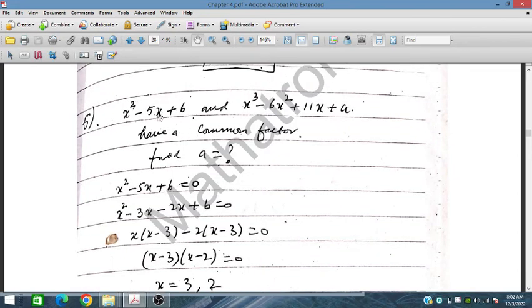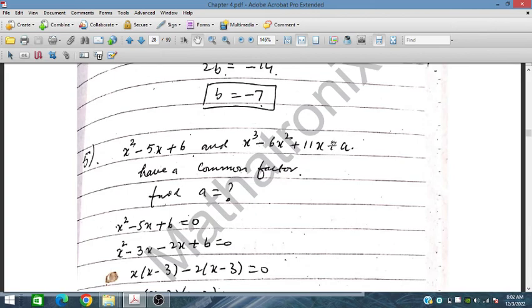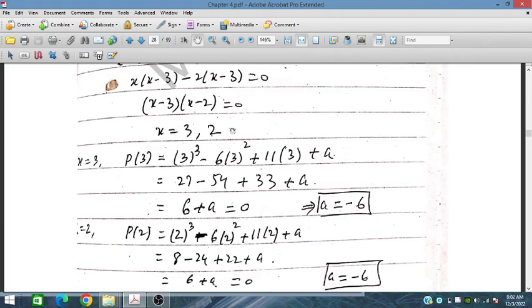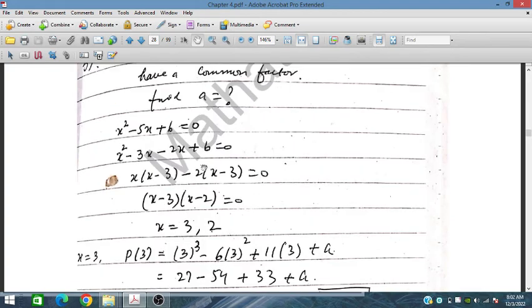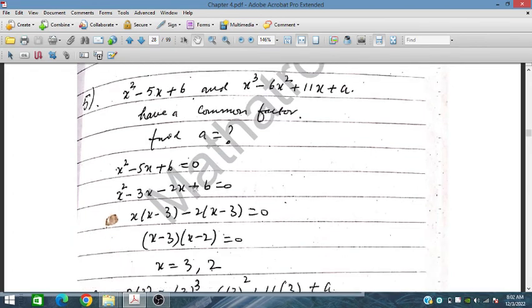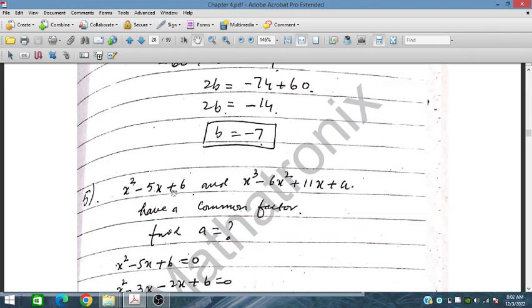Both have a common factor, because this is also satisfying with 2 and 3, and this will also satisfy with 2 and 3 with a is equal to minus 6. If a is equal to minus 6, then this and this are satisfying with the same common factors, 3 and 2. It means that x minus 3 and x minus 2 are available here, and x minus 2 and x minus 3 are also available here.